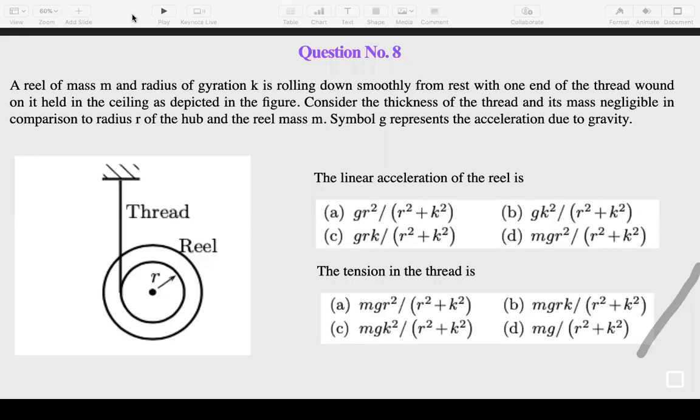D'Alembert's principle in case of linear motion gives the inertia force in the linear motion. Inertia force in the rotary motion might be this.